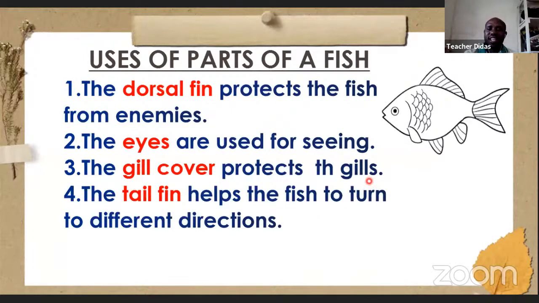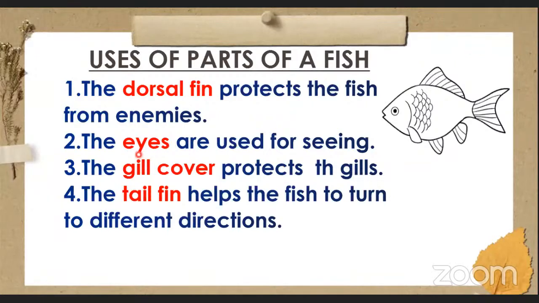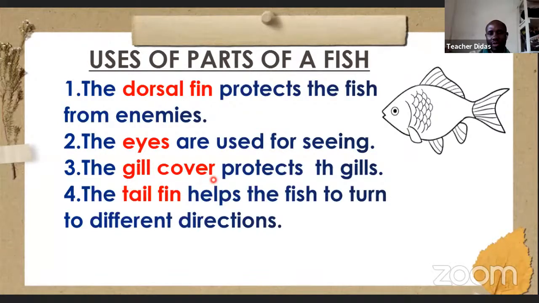Okay, thank you. So class, I was telling you that the eyes are used for seeing. The gill cover covers the gills, which means inside the gill cover we shall find the gills. And the gills are used for breathing. I've said the tail fin helps the fish to turn to different directions. It is able to move from one direction to another. It can be moving this way, then it changes and goes this side, because it is using the tail fin.